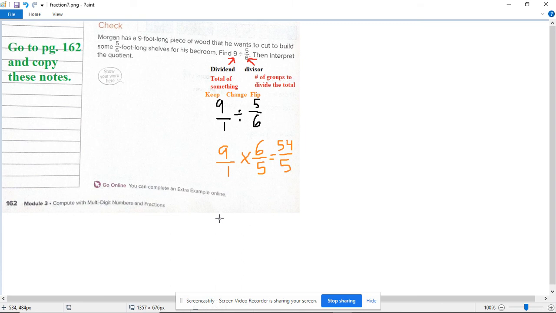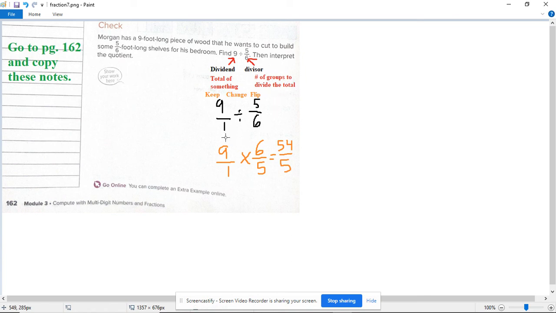Okay, so this is how you do the check on page 162. It says Morgan has a 9-foot long piece of wood that he wants to cut to build some 5/6-foot long shelves for his bedroom. So find 9 divided by 5/6. Then interpret the quotient. So we know this is the dividend, that's the total of something divided by the divisor. It's the number of groups to divide the total.